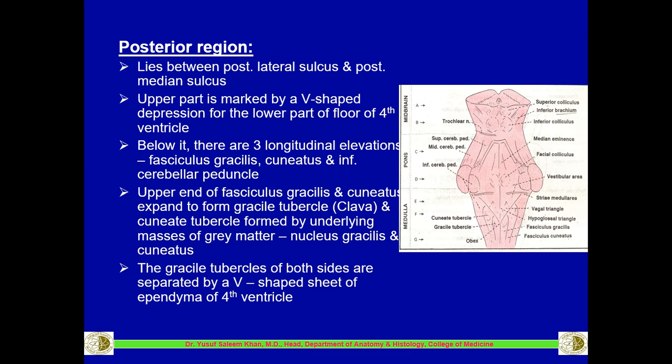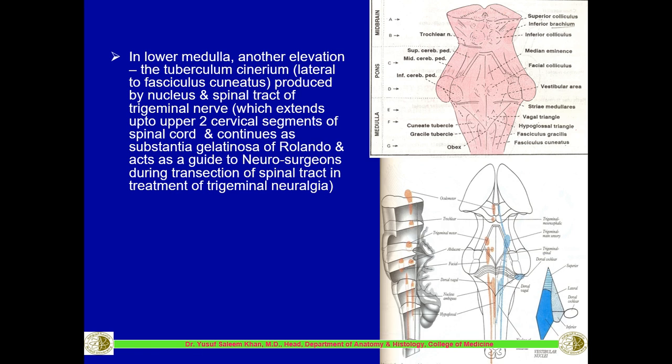The gracile tubercles of both sides are separated by the V-shaped sheet of ependyma of the fourth ventricle. If you can see here, these are the two gracile tubercles, and in between they are separated by the presence of the V-shaped floor of the fourth ventricle.